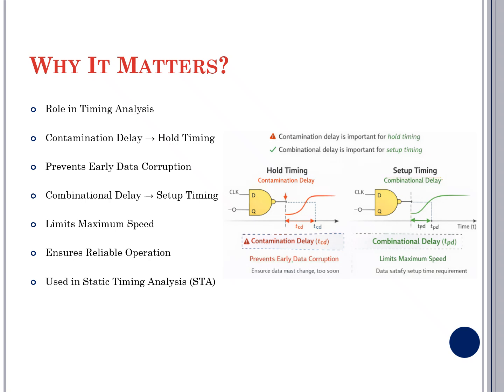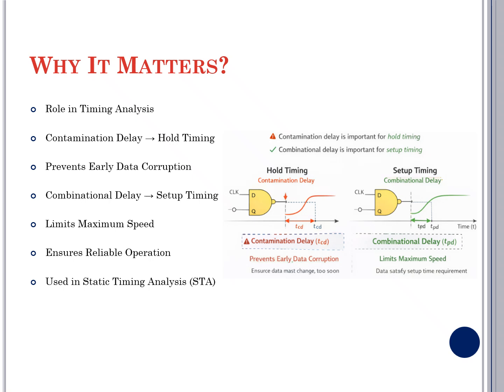Now, here is a very important point: combinational delay directly affects circuit speed. Higher delay means slower operation, lower delay means higher performance. Combinational delay limits the maximum operating frequency. So, for a circuit to work correctly, we must satisfy both conditions: data should not change too early and data should not arrive too late. This balance ensures reliable operation.